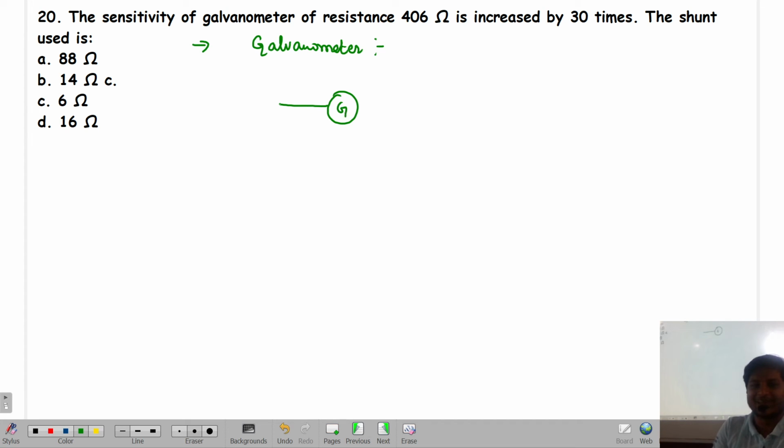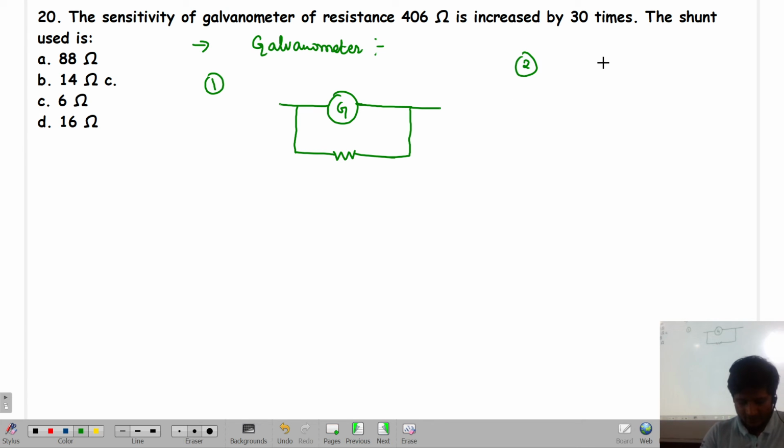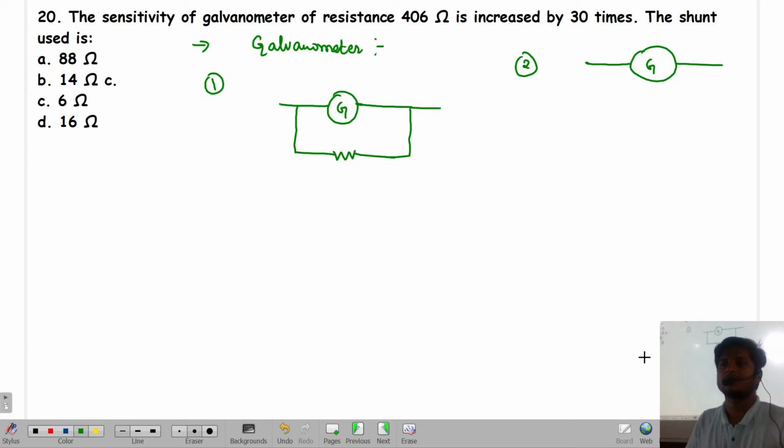Okay. So this is my galvanometer. Now come over here. This is my galvanometer, and I connect one resistance with it. So try to understand, two cases are there. First case is like this way. Second case is connection of galvanometer directly with the wire. Have you seen the galvanometer?